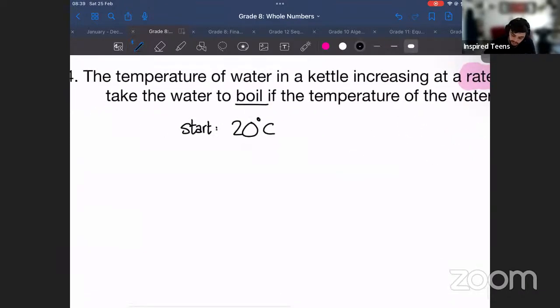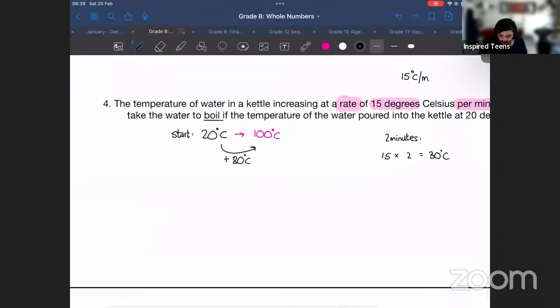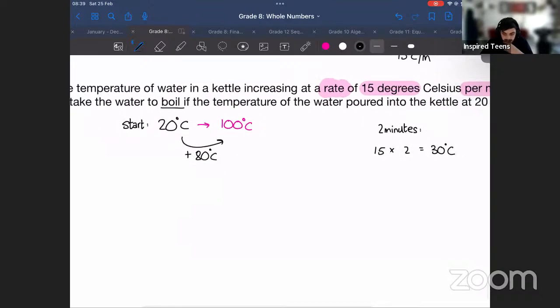Okay, so 100%, you guys are correct, right? So water boils at 100 degrees Celsius. So from 20 degrees Celsius, we need to get to 100 degrees Celsius. Basically it's going to be a difference. We need to increase our temperature by 80 degrees. They are asking essentially, how long would it take to increase 80 degrees?